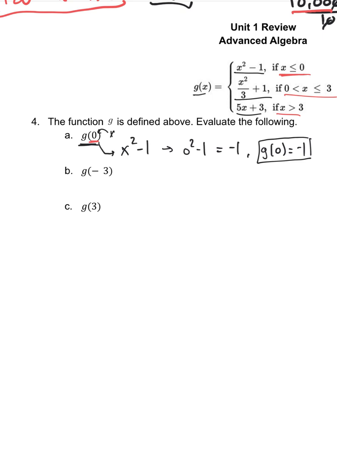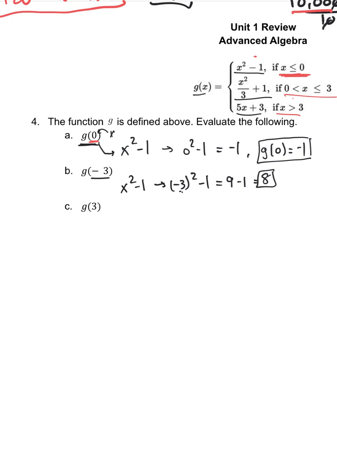Okay, so next up, g of negative 3. We are still x less than or equal to 0, so we are still in this very first function. That would be x squared minus 1, which would be negative 3 squared minus 1. Make sure you have the entire negative 3 in the squared, so negative 3 times negative 3 is positive 9, minus 1 equals 8.